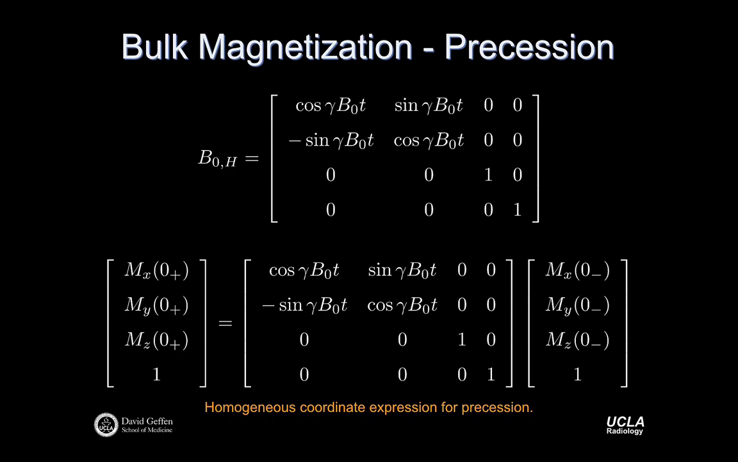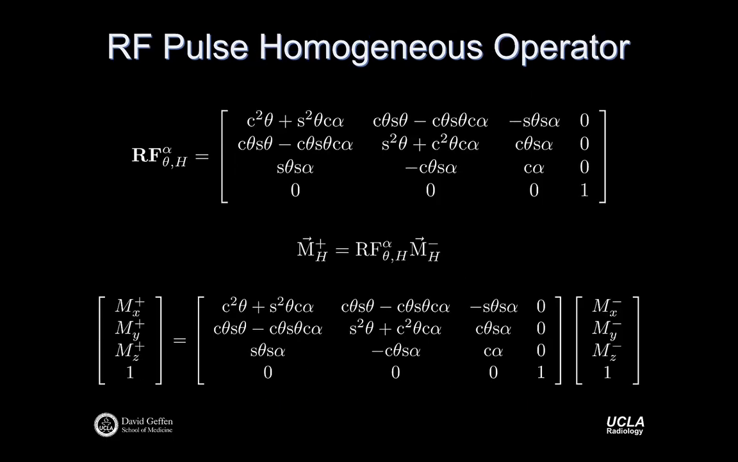And then I think we saw these before. We saw what the 4x4 operator looks like for precession in the last lecture. We talked about what it looks like for an RF operator. Again, kind of complicated. It has the flip angle, it has the phase in it. But if you know your flip angle and you know your phase, that gives you the code to generate the operator to act on your bulk magnetization.